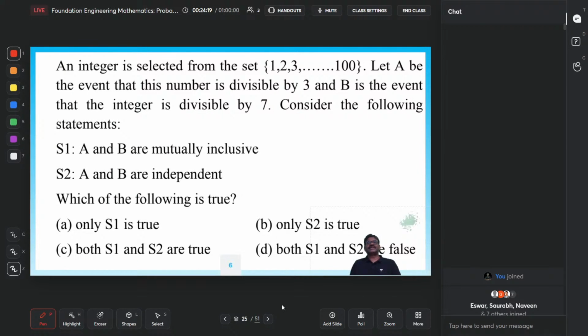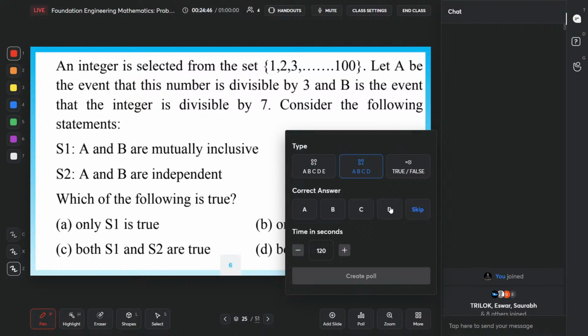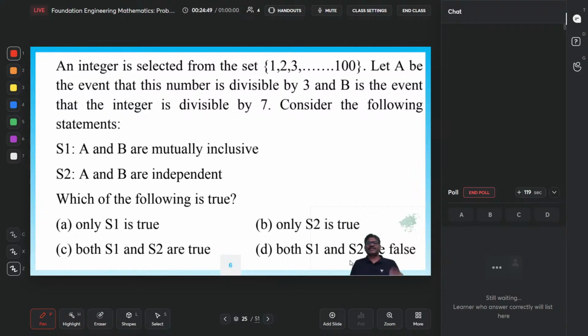An integer is selected from the set 1, 2, 3 and so on up to 100. Let A be the event that it is divisible by 3, and B be the event that it is divisible by 7. Consider two statements, S1 and S2. S1 is both are mutually exclusive, S2 is both are independent. Now which one is correct? Whether both are independent or both are mutually exclusive, or one is correct and another is incorrect, or both are incorrect.